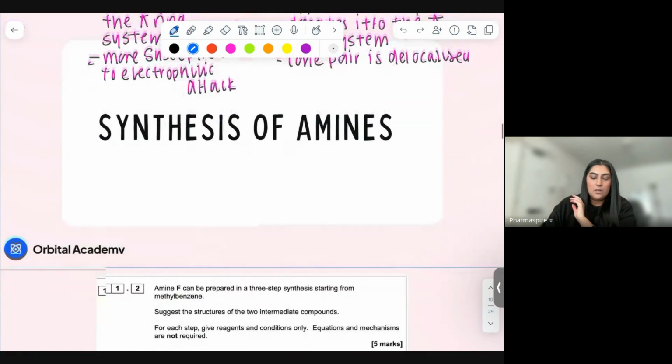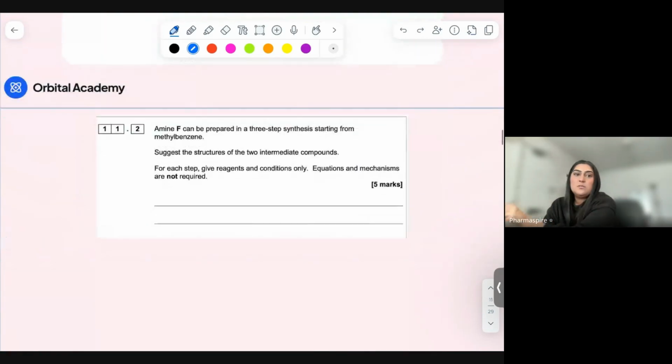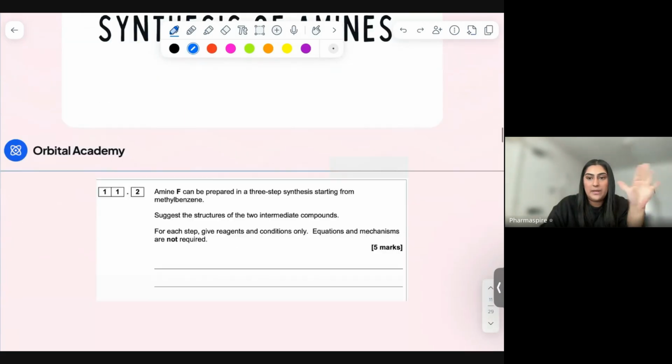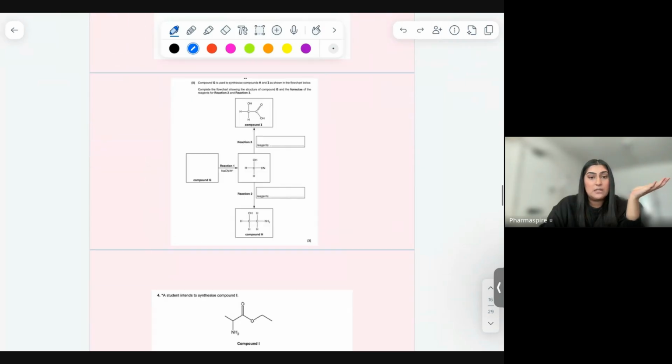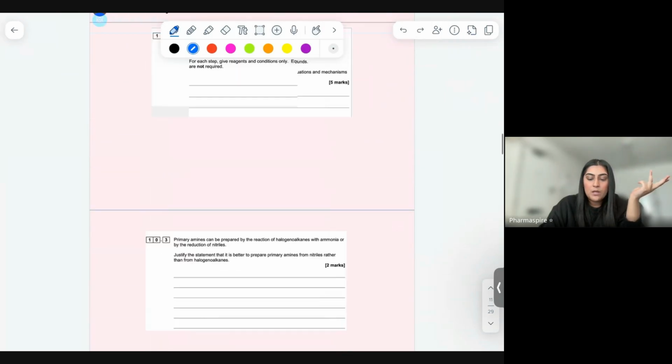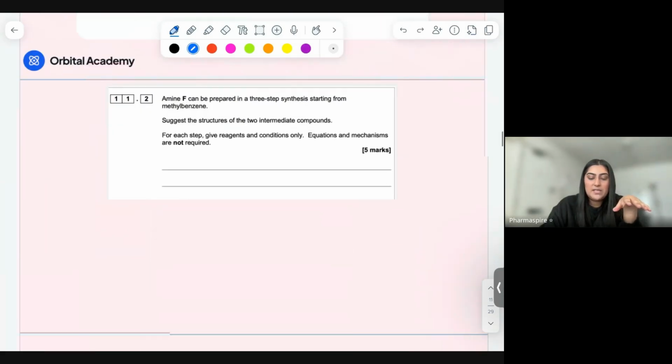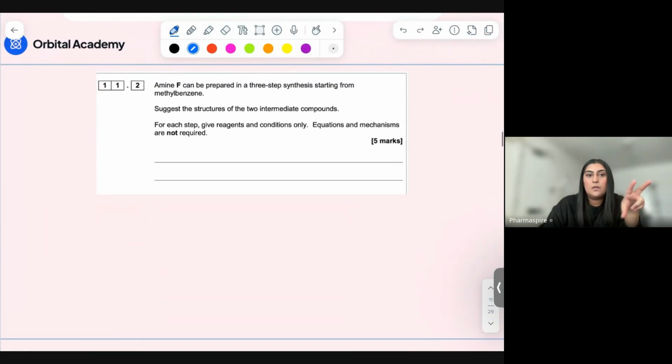Cool. Right. Let's do some synthesis. So we've done naming, we've done basically how the basicity and all the wordy questions. I'm going to sit with you and do some synthetic routes and mechanisms, okay? So there's two ways to basically make an amine, right? So can anyone put in the ways that you know how to make an amine? How do you prepare an amine?